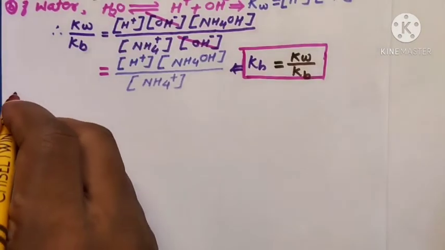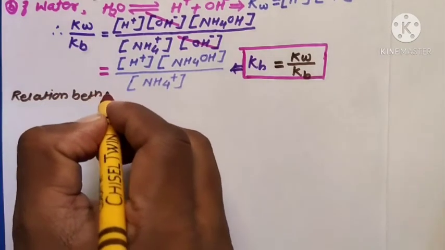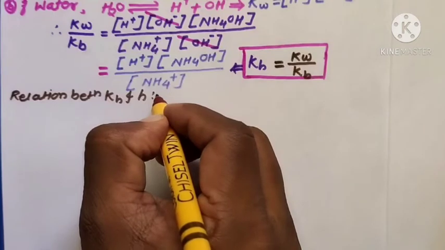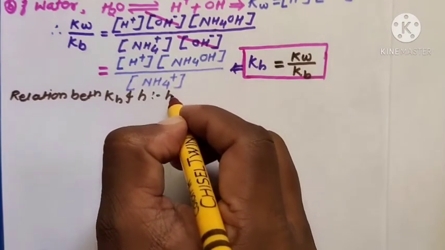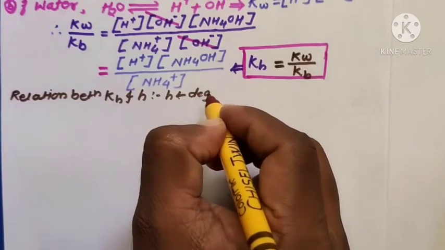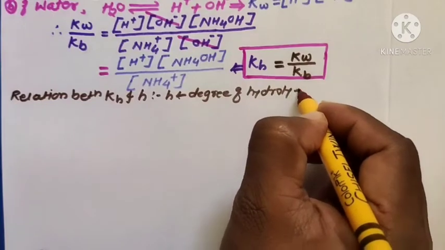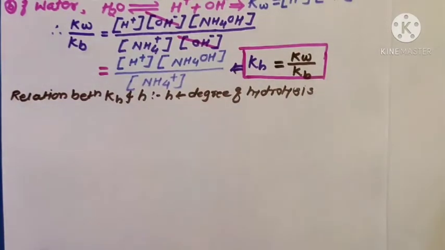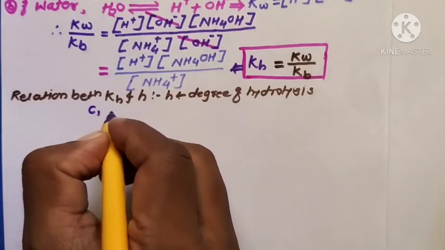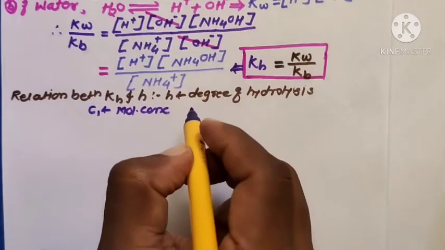Now the relation between Kh and h will be: h is the degree of hydrolysis and C is the molar concentration of the salt.